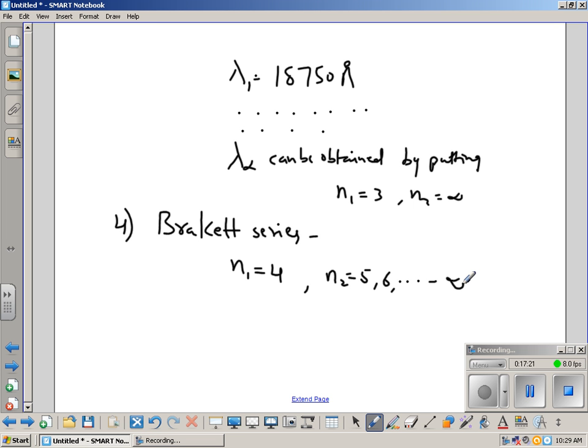Lyman, Balmer, Paschen series: the Lyman series belongs to the ultraviolet region, the Balmer series belongs to the visible region. After visible, what will be there? Before visible, ultraviolet. After visible, after the red, infrared. You know the electromagnetic spectrum. So the Paschen series belongs to the infrared region in the electromagnetic spectrum.